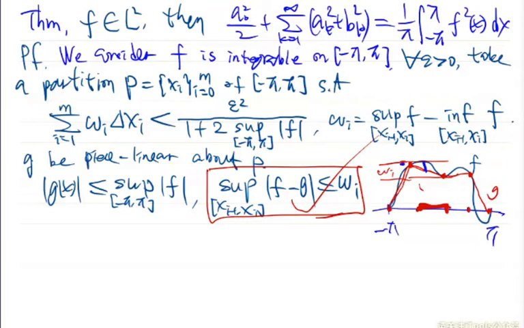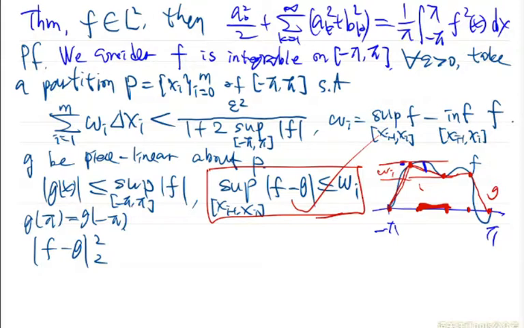And also we have g(π) = g(−π), the periodic condition, because f is periodic. Now we consider the 2π periodic extension of g, still denoted by g. Then we have the L2 norm of f minus g, squared. What's the L2 norm?